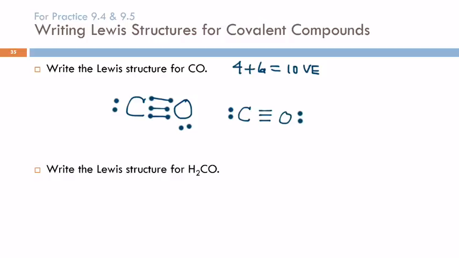Okay, H2CO. Well, the hydrogens have to be on the outside. So we're going to start with carbon and oxygen being bonded to each other. And then we're going to have to figure out where to put the hydrogens. So, well, let's put a hydrogen here and a hydrogen there. Just kind of be symmetrical and see what happens.